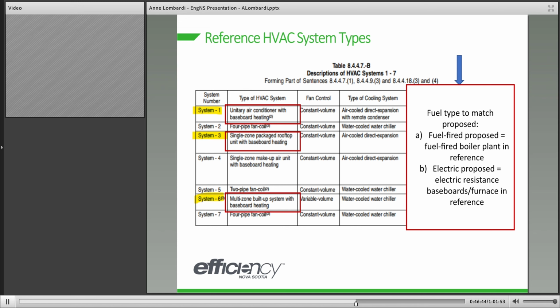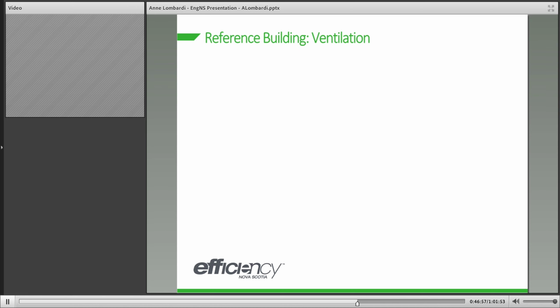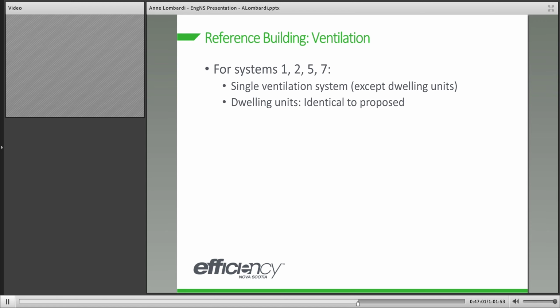And then the type of heating system in those systems has to match the proposed. If the proposed building has fuel-fired heating, then the reference is going to have a fuel-fired boiler plant. If the proposed has electric heating, then the reference is going to have electric resistance baseboards or electric furnace heating coil right in the rooftop. Okay.